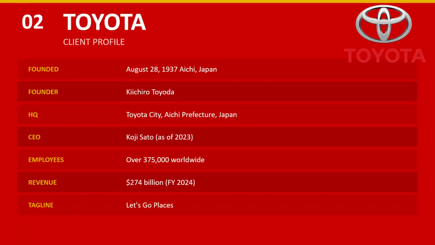Fantastic. Now we're moving on to my client profile, which is Toyota. And let's meet our client. Toyota Motor Corporation was founded on August 28th, 1937 in Aichi, Japan, by a man named Kiichiro Toyoda. I tried practicing his name a few times before the presentation. However, I still botched it. I apologize for that. Its global headquarters remain in Toyota City, Aichi Prefecture, Japan.